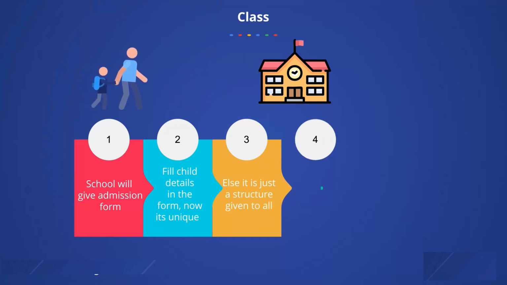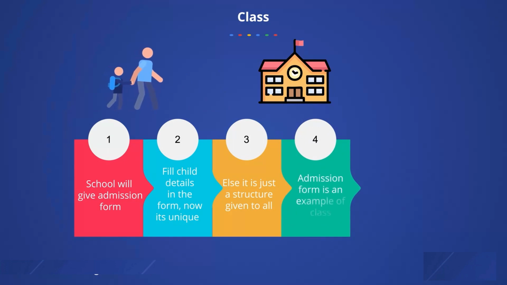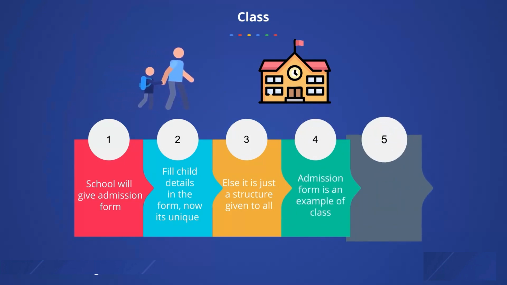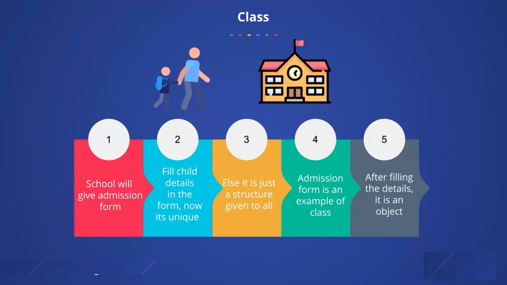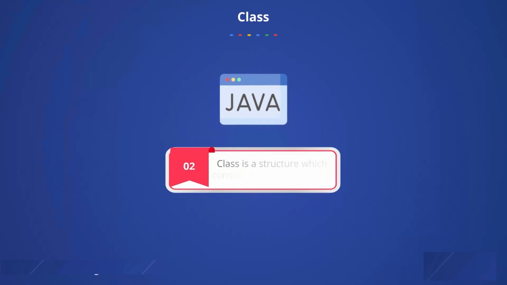That admission form in our programming world, particularly object oriented, is called a class. It's a structure where it needs certain details. Only when you fill it and put some data into it, that's where it becomes an object. So a class is nothing but simply a structure that consists of certain attributes.